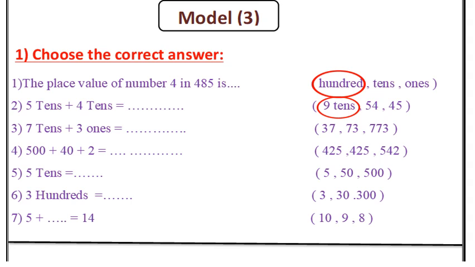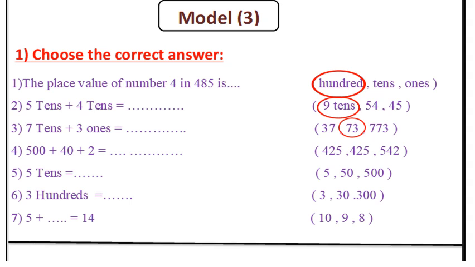7 tenths plus 3 ones. Tenths and ones are different. So I can't add 7 and 3. Okay? So I put 7 in tenths and 3 in ones to be 73.